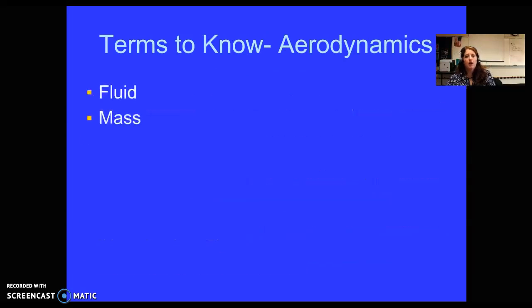So in aerodynamics, you have fluids and mass and aerodynamics. Fluid is talking about if you're moving through something. It's talking about the motion through a liquid. Mass is talking about how much something weighs. And then aerodynamics is, again, the way that the air is moving around an object.